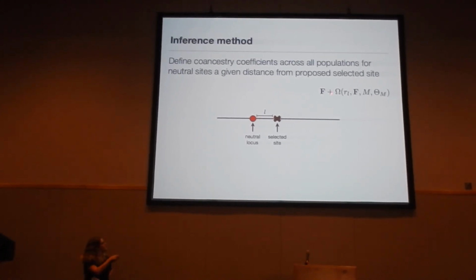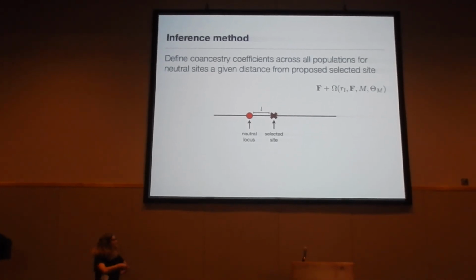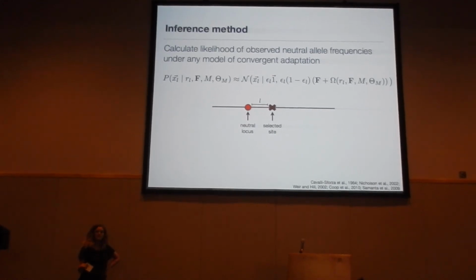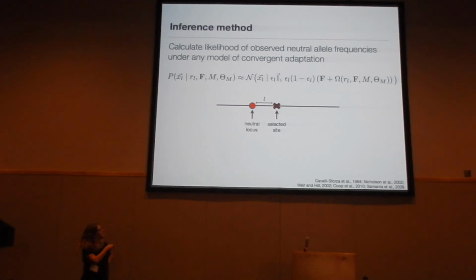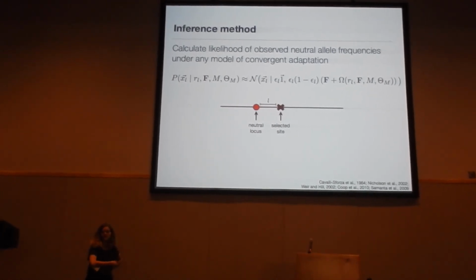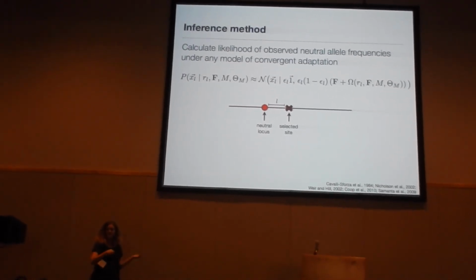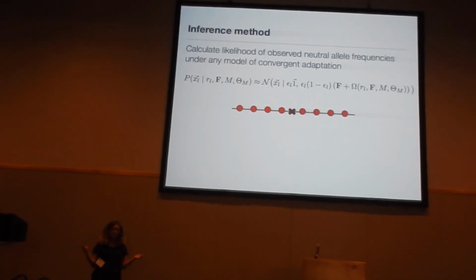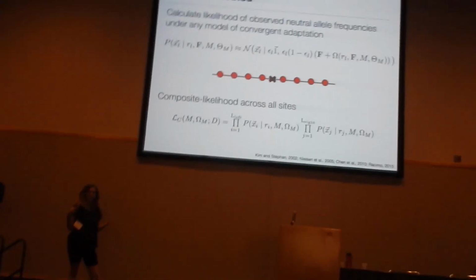All right, so what I've shown you is that we can define coancestry matrices that are a function of a given recombination distance away from the selected site for these models of convergence. And what we're going to do is model these neutral allele frequencies as multivariate normal around this ancestral mean epsilon with variance covariance proportional to these coancestry matrices. And with that, we can get the probability of these observed allele frequencies at a given neutral locus at distance L away from our selected site. And we can do this for all of our neutral loci in a region of interest, and simply take the product of these terms to get a composite likelihood of all of our neutral data in a region.